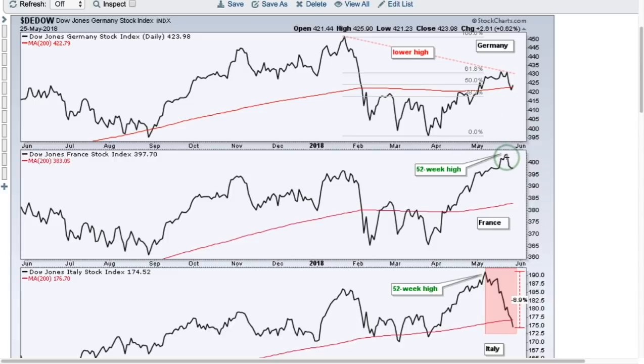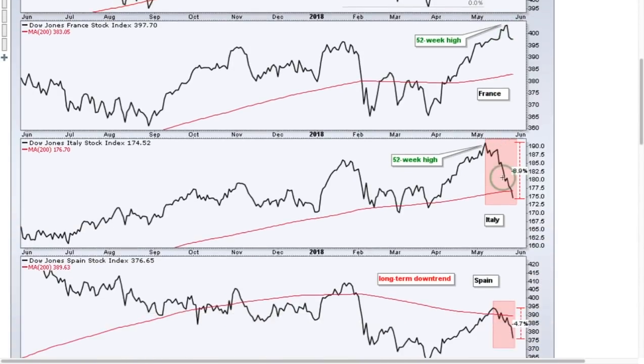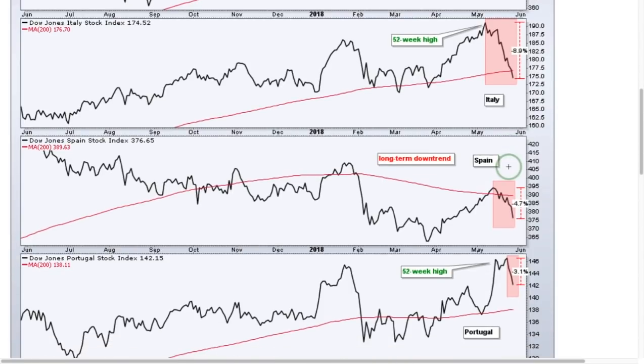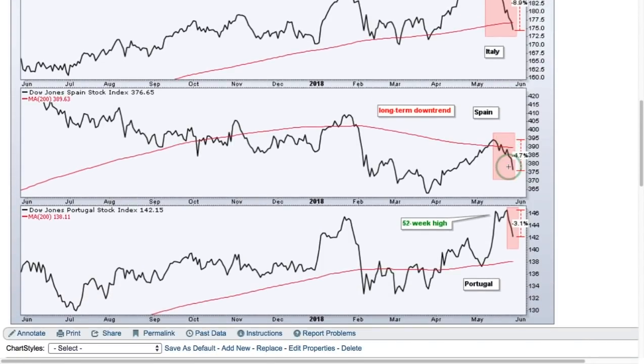Now, France is hitting a 52-week high, so there's no problems with this index. All right, but then we look at Italy. Italy is down around 9% in the last 3 weeks. It's down again today, below the 200-day. These other two breaks didn't amount to anything, but this one may be the one that breaks the camel's back. This is after a 52-week high, mind you. Everything was hunky-dory in early May, but now we're breaking down in Italy. So this is an issue. Then we look at Spain. Spain continues in a long-term downtrend.